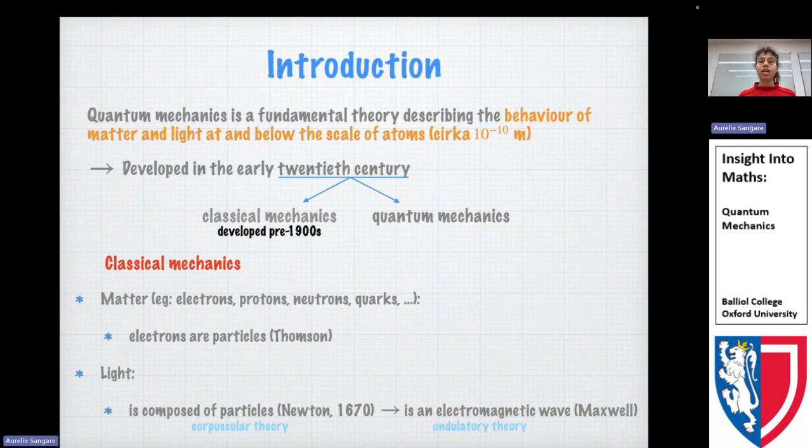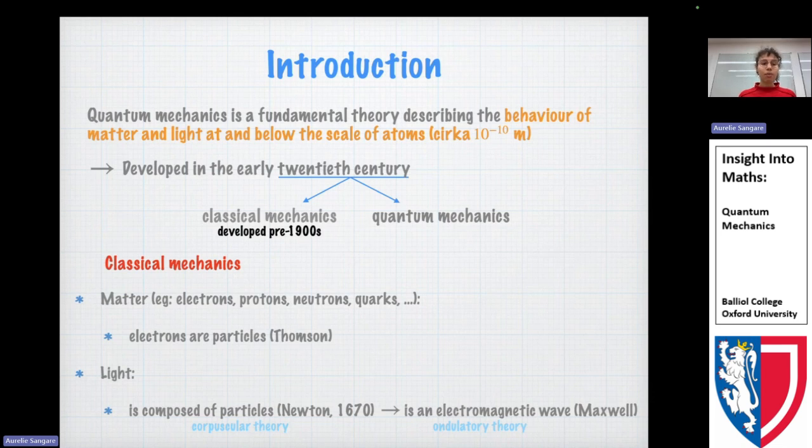And that is precisely what quantum mechanics does. It provides the description of the behavior of matter and light at and below the scale of atoms. Quantum mechanics was developed in the early 20th century. So in the early 20th century, we had classical mechanics, which was developed before the 1900s, and then we had the emergence of quantum mechanics. And so let me then start by very quickly reviewing the description of matter and light in classical mechanics.